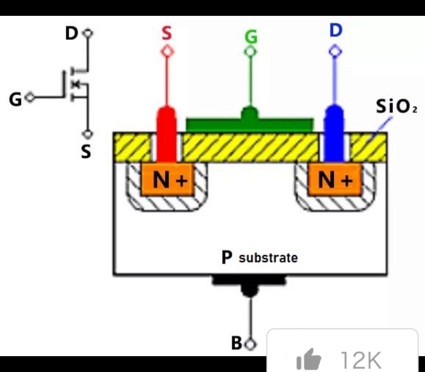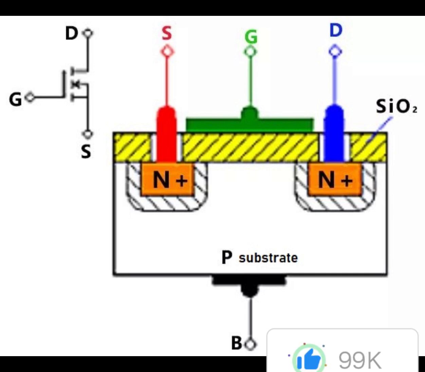Now, N-channel MOSFETs. In the N-channel MOSFETs, the drain and source are heavily doped N-positive regions, and the substrate is P-type. The current flows due to the flow of negative charged electrons, and that is why it's known as the N-channel MOSFET.